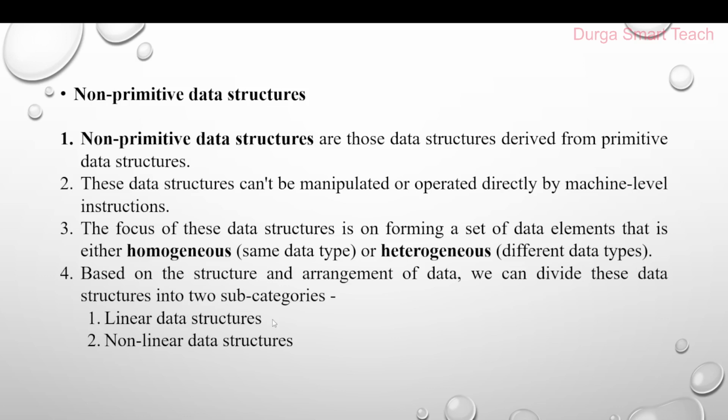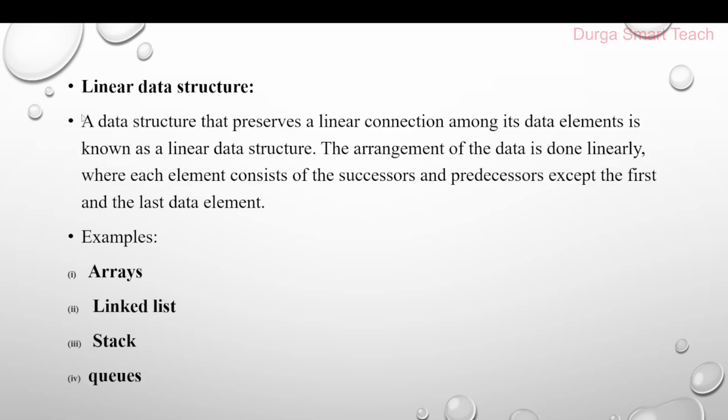So, linear data structures. The name itself indicates linear is nothing but sequence. The data is stored in a sequence format, one after another. The arrangement of data is done linearly, where each element has a successor element and a predecessor element, except the first and last data elements. The examples are arrays, linked list, stack, queue. So these are the examples of linear data structures. Let's see one by one.